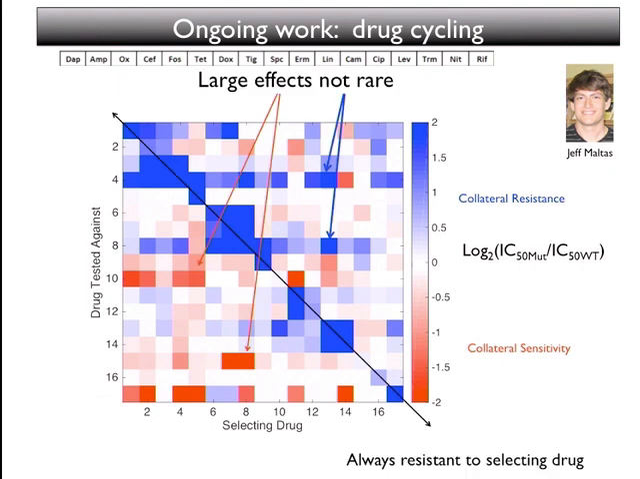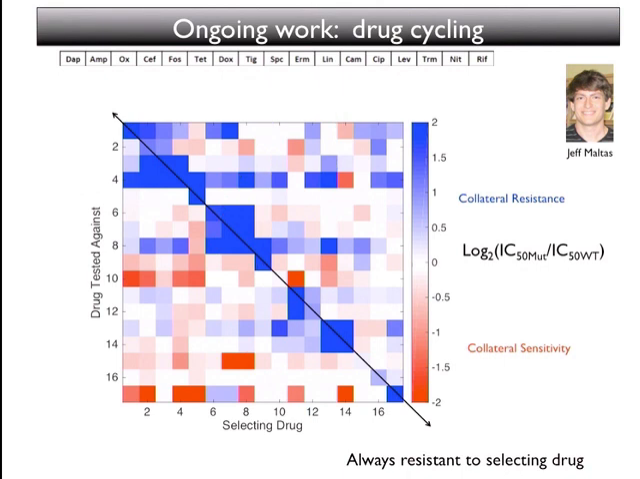On the x-axis is the drug we use for selection. I've just numbered them 1 through 17 arbitrarily. On the y-axis is the drug you're testing against. The color map then indicates how much the IC50, how much the drug resistance of the mutant has increased or decreased relative to the wild type.